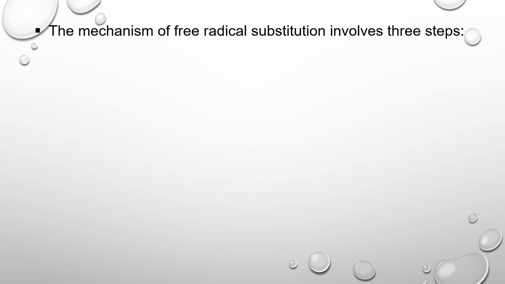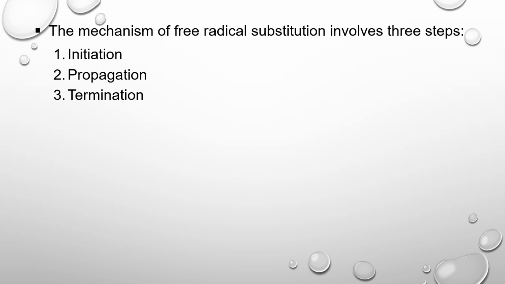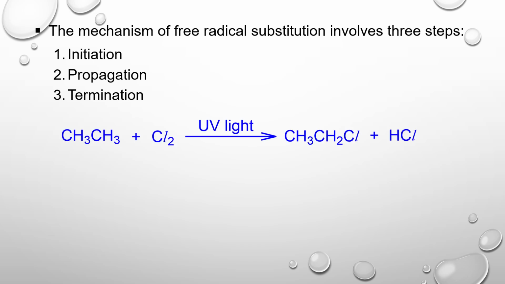Now I would like to introduce to you the mechanism for the free radical substitution. Before we talk about what it entails, I would like to introduce the 3 steps to you first. The first step is initiation, followed by propagation, and finally termination. With these 3 steps, you can write an overall equation like this, but this overall equation doesn't tell you what happened in each step. So now let's take a look at each step.